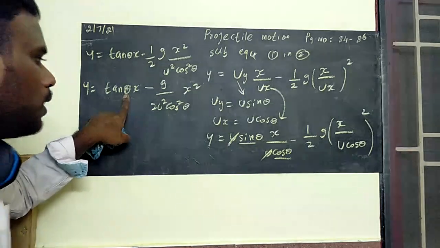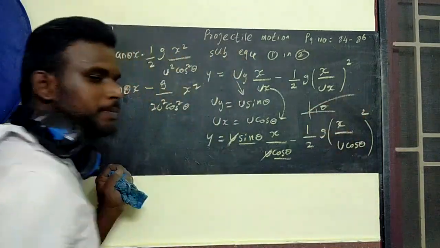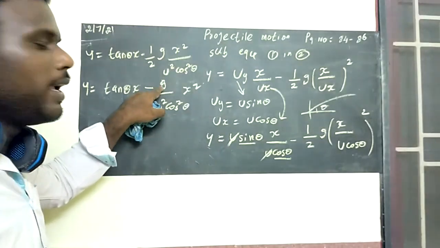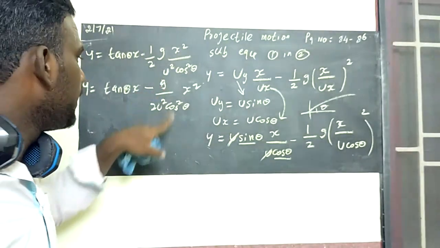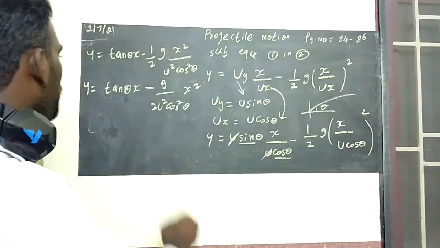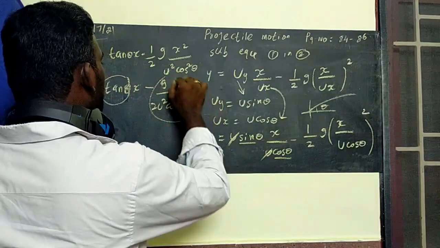It is always the same, which means if we throw the body, this theta is always the same. And what is x? The displacement in the x axis. g, the acceleration of gravity, is always the same. So what about this u? That is also the same. Theta is also the same. So from this, tan theta is a constant. Here this also will be constant.